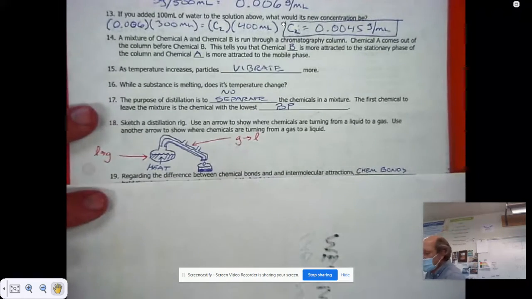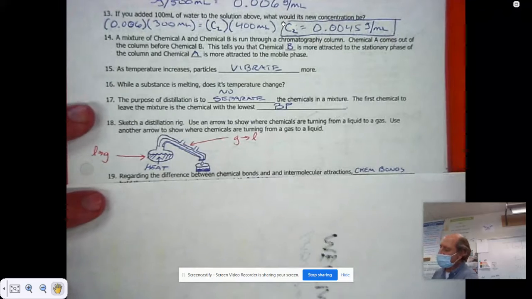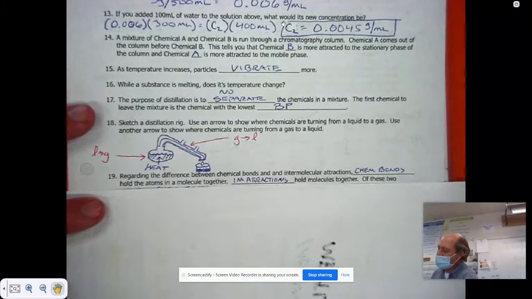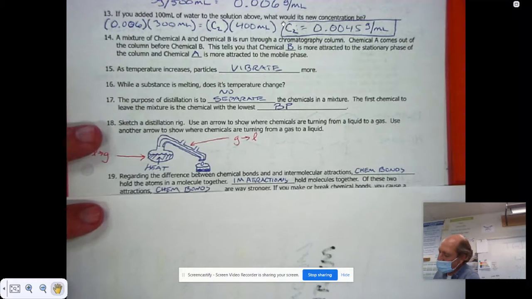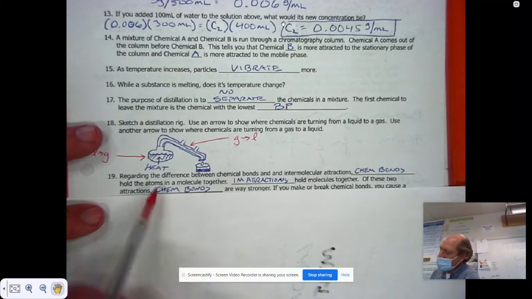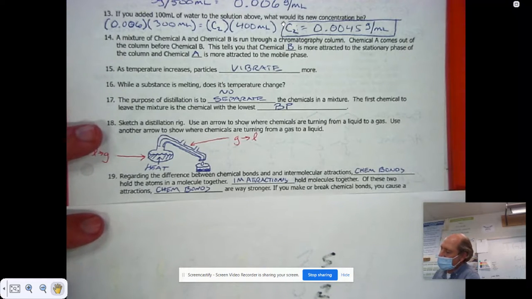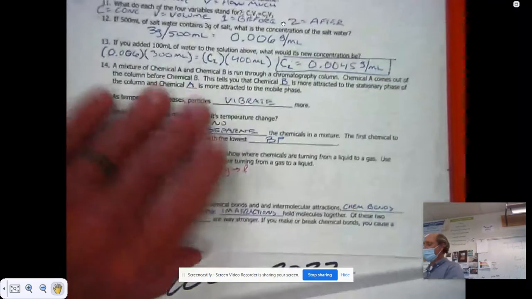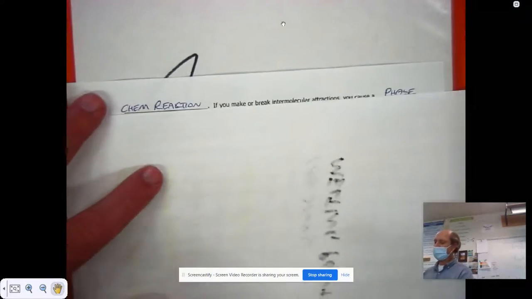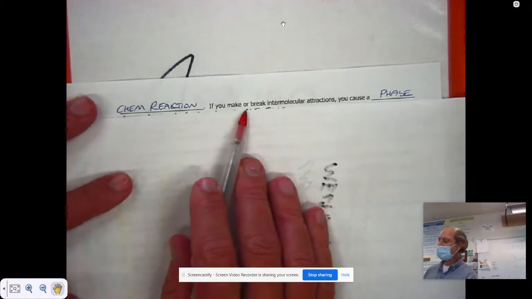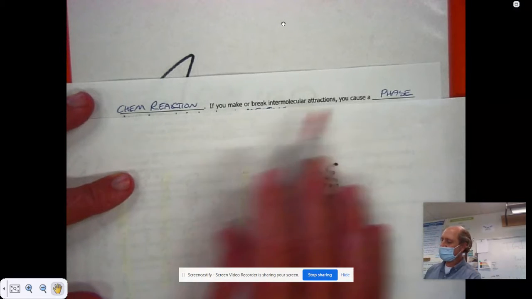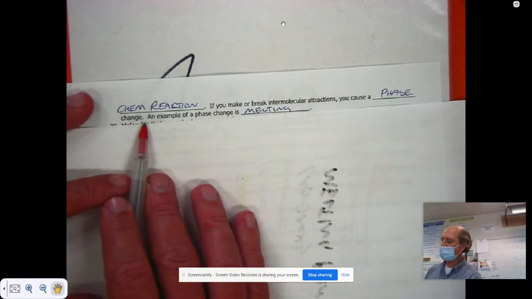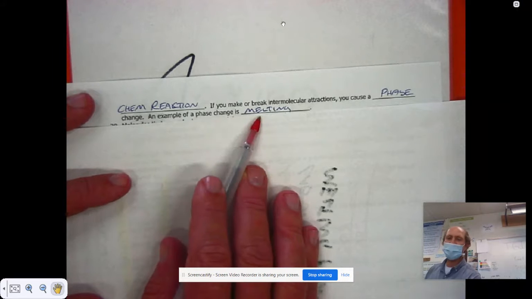Regarding the difference between chemical bonds and intermolecular attractions, chemical bonds hold the atoms in a molecule together, and intermolecular attractions hold molecules together. Of these two attractions, chemical bonds are way stronger. If you make or break chemical bonds, you cause a chemical reaction. And if you make or break intermolecular attractions, you cause a phase change. An example of a phase change is melting.